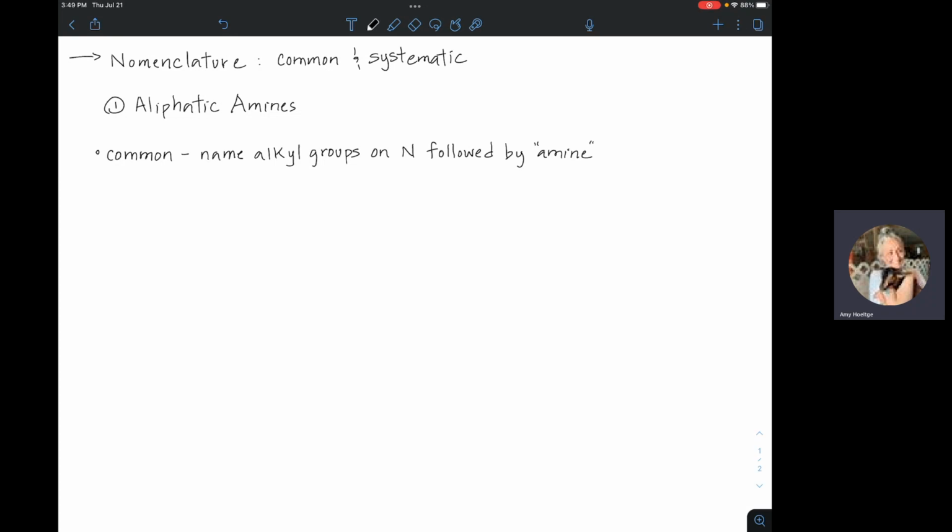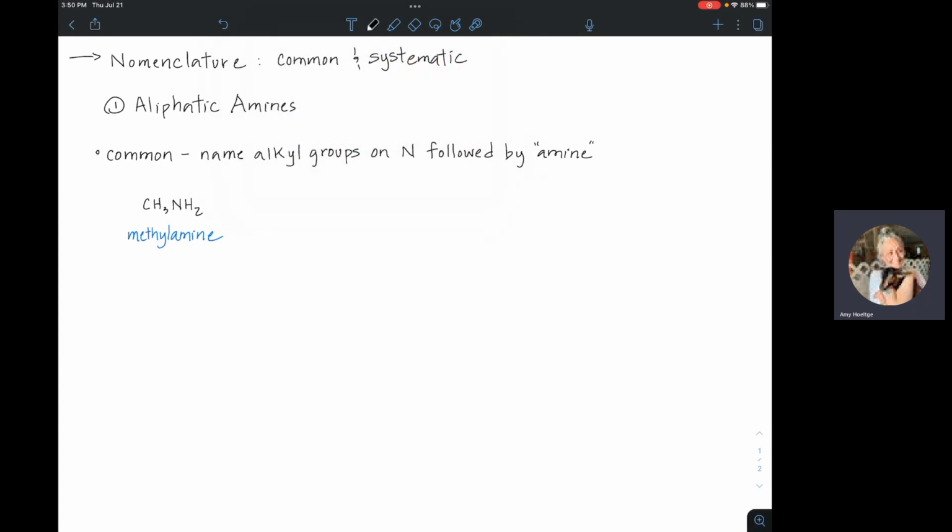So you could take a methyl group. You name a primary amine here as methyl because this is the alkyl group that's on the nitrogen. And follow it up with the word amine. All one word. Methylamine. That's it.